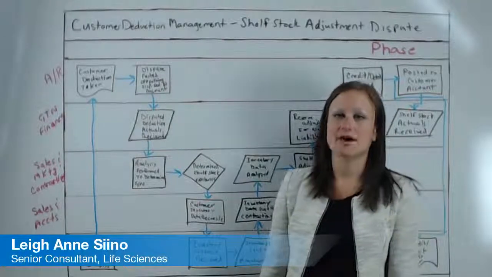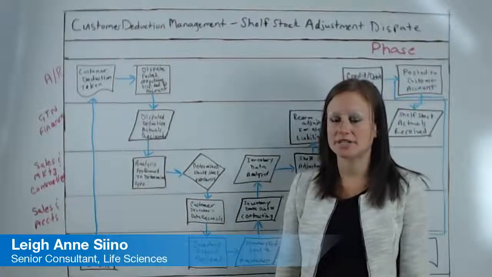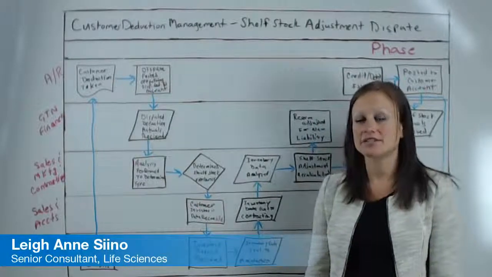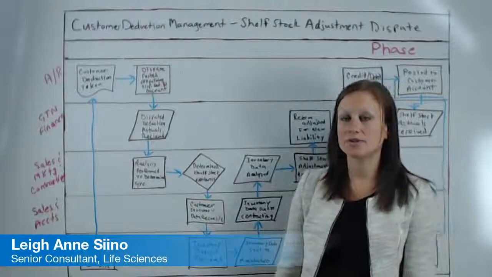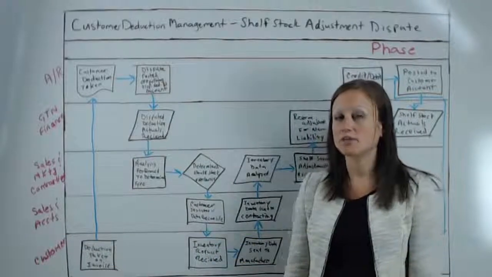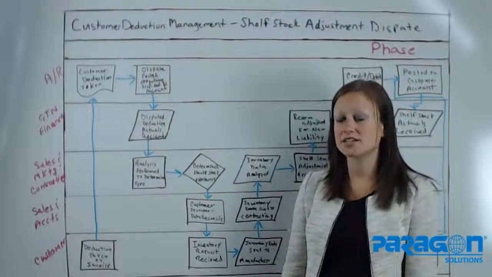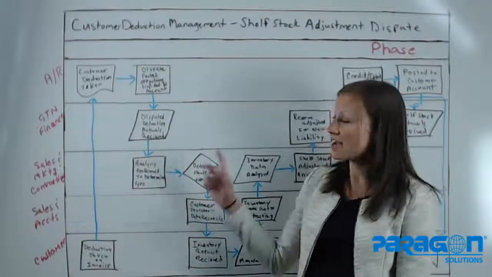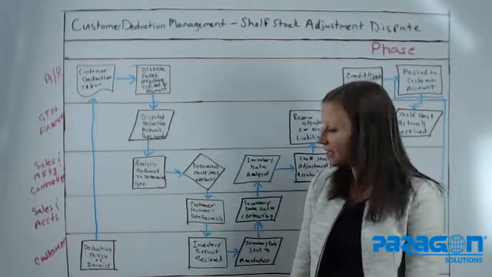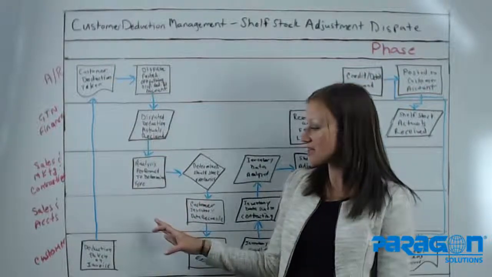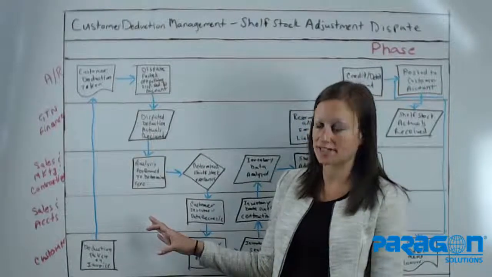Last time we talked about the quote-to-cash end-to-end business process in relation to the chargeback process. Today we're going to look at it in relation to disputed deductions. We're going to look a little more on the cash management side, the deduction management side, as well as your AR and AP.